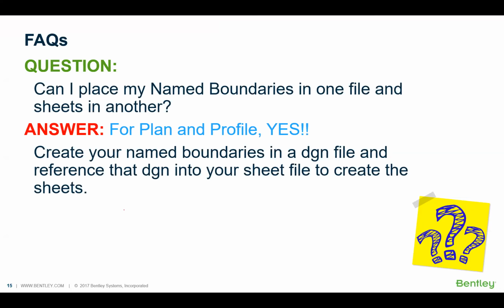That will work for plan, and it's supposed to work for profile, but that's broken right now in this update anyways. So plan and profile, but you can't do that for cross-section as of right now. Like I said, I think that should be available in the fall release.